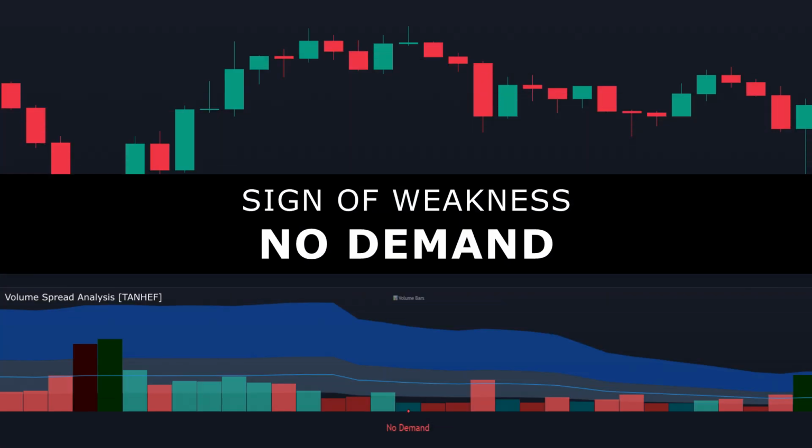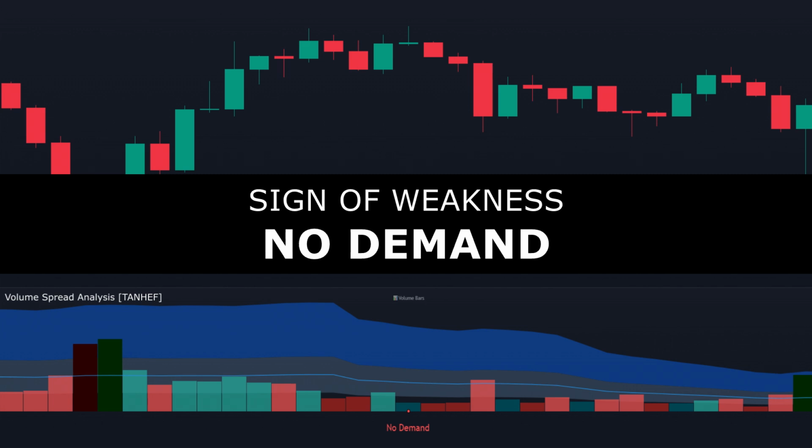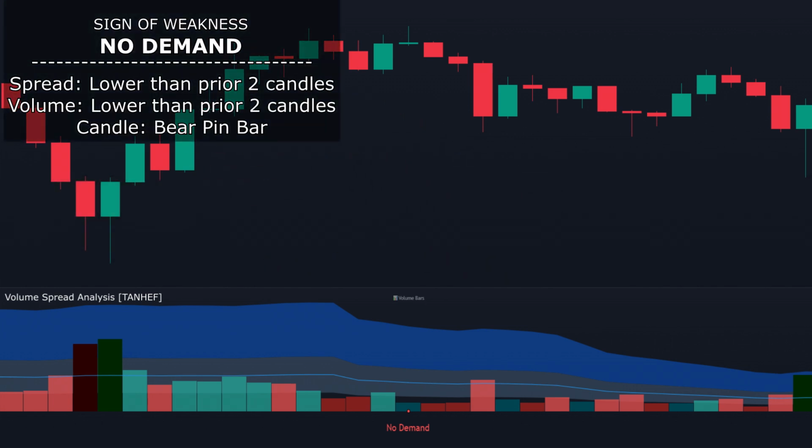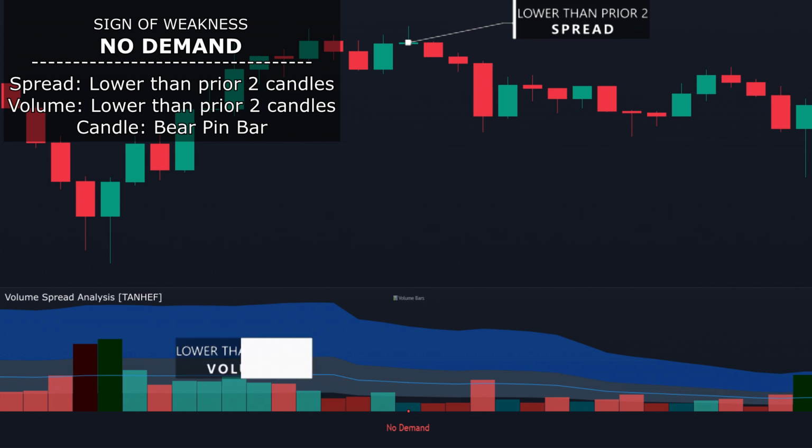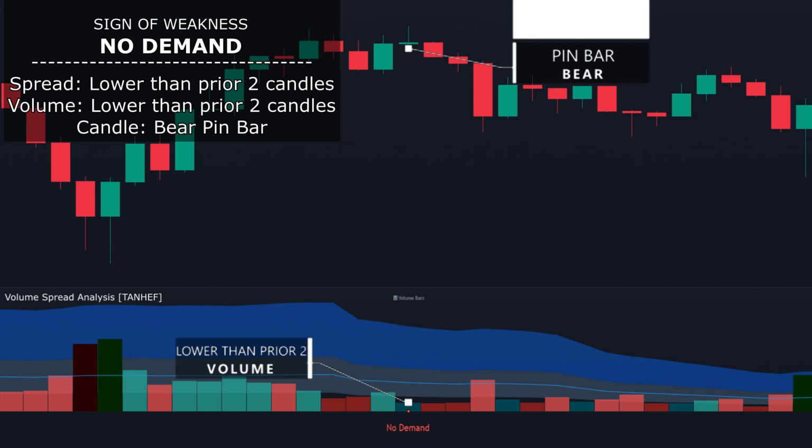Sign of weakness, no demand. The no demand requires lower than prior 2 candles spread, lower than prior 2 candles volume, and a bear pin bar. This indicates reduced buying interest at higher prices, potentially leading to a price decline.